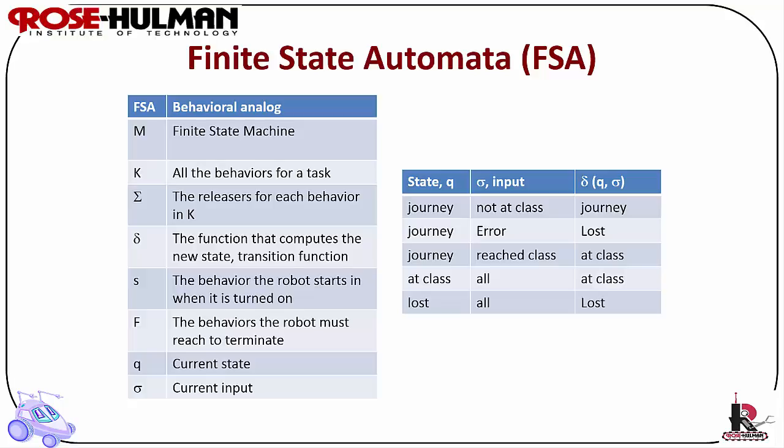So if you think about that diagram we had on the prior page, the robot's states are either journey, at class, or lost. And then if it's not at class, then it goes to the journey state. If there's an error input, then the robot's lost. If the robot's reached class, it's at the class, that's the terminal state. Or if it's at class and there's any input, it stays in class. Or if it's lost and there's any input, the robot remains lost.